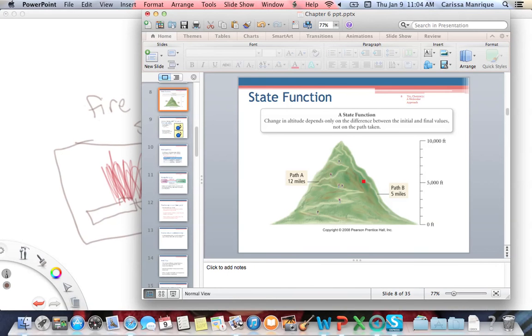Okay? So you might have taken 5 miles to get to the top going straight up versus 12 miles zigzagging because it's a little bit easier. But either way, you end up at the same spot. So that's what a state function means. It means it doesn't matter how you got there or how long it took. It's just that you actually got there.